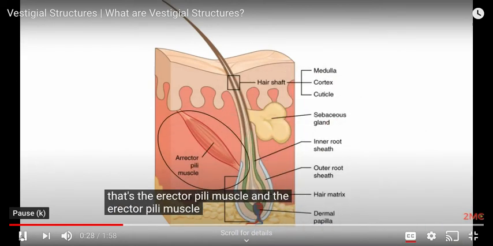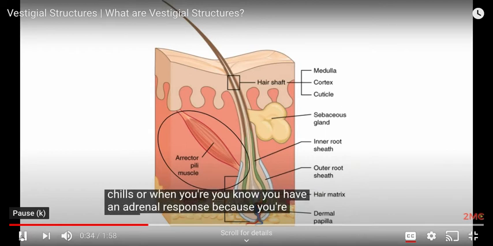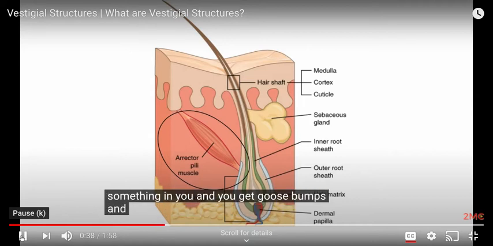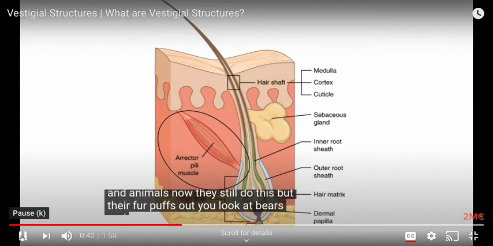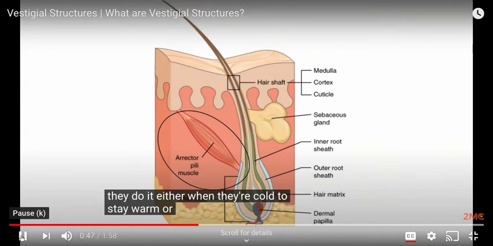And the erector pili muscle is responsible for giving you goosebumps when you get the chills, or when you have an adrenal response because you're feeling anxious or scared about something, and you get goosebumps. And animals now, they still do this, but their fur puffs out. You look at bears and monkeys and things like that, and they do it either when they're cold to stay warm or when they feel a threat to make themselves look bigger.